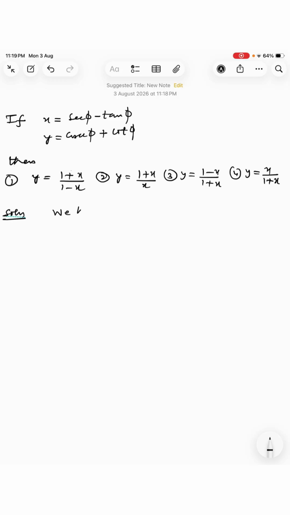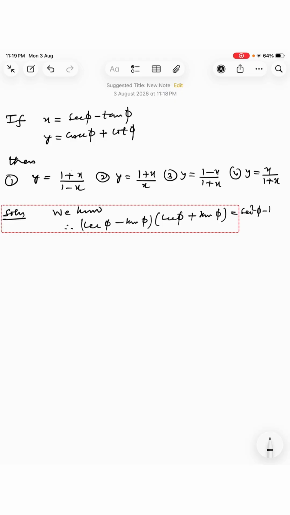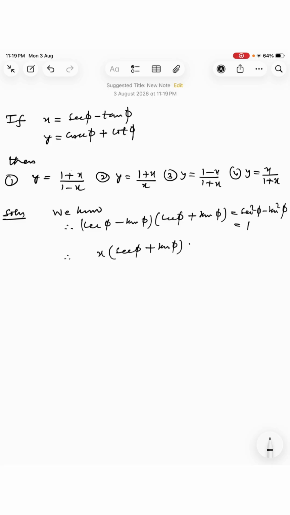we know that secant phi minus tan phi into secant phi plus tan phi is always equal to secant square phi minus tan square phi, which is equal to 1. Now secant phi minus tan phi is already given to be x. So x into secant phi plus tan phi is equal to 1. Therefore, secant phi plus tan phi is equal to 1 by x.